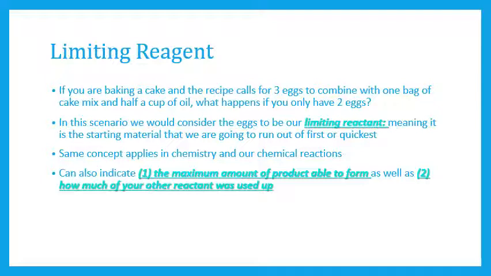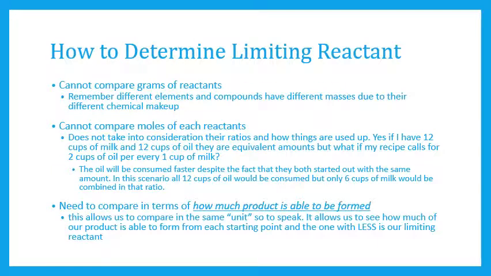Okay, so we commonly use this and try to make this synonymous with things like recipes and baking a cake, like I have in the first bullet point. But it's important to note that the same concept is going to apply in chemistry and our chemical reactions. There are two main things that I have highlighted that our limiting reactant or reagent is going to tell us. The first of these is the maximum amount of product that we are able to form, and the second is how much of your other reactant was used up.